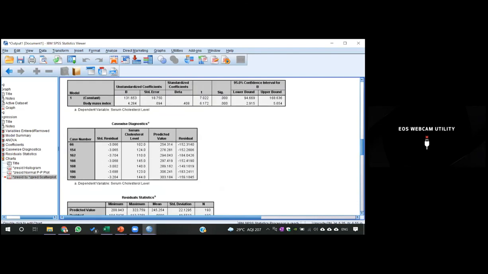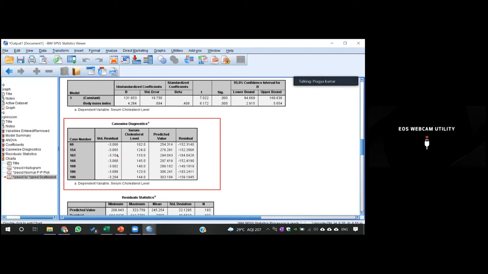So can you see here, please focus on this table first. This is a case-wise diagnostic table. Here you can see that 66, 154, 166, these are the case numbers where the value of the standardized residual is more than 3, right? You can see it is 3.066. It takes up to 3 decimal points.